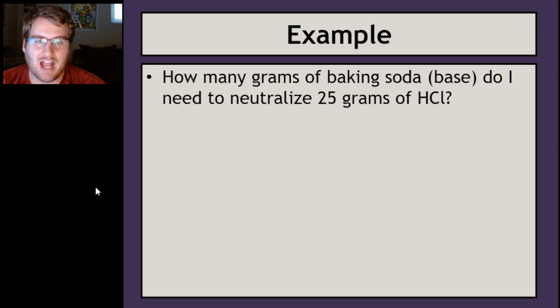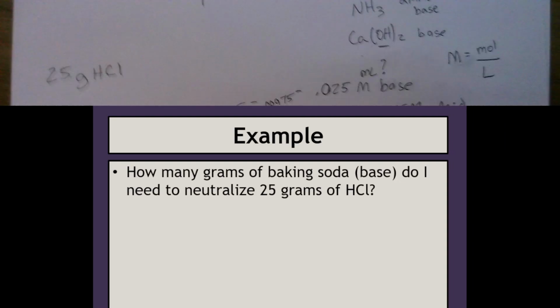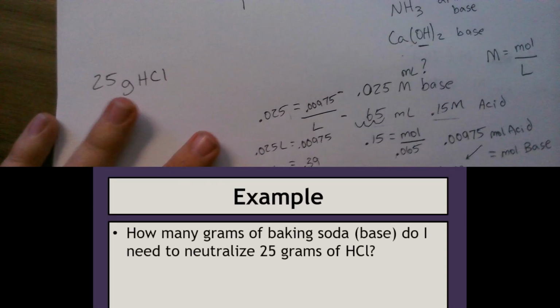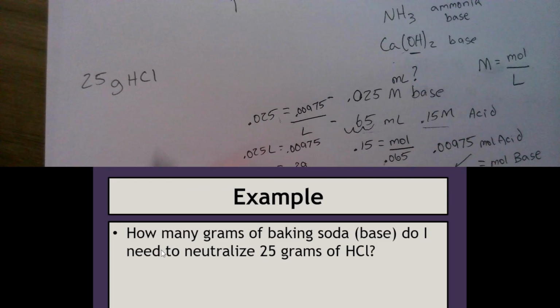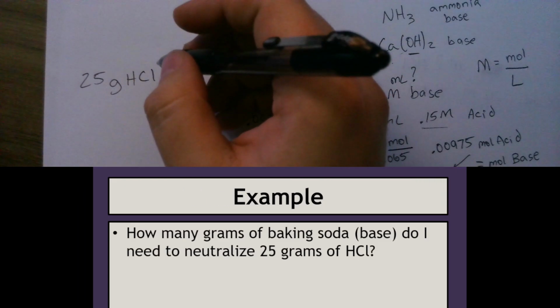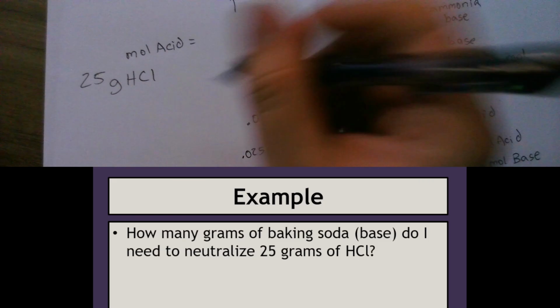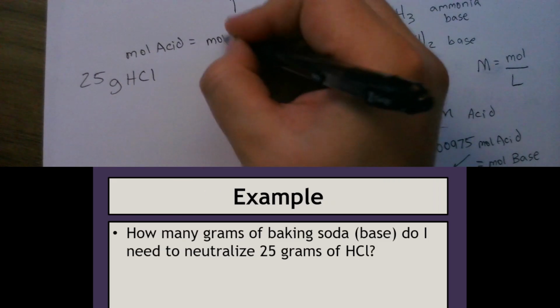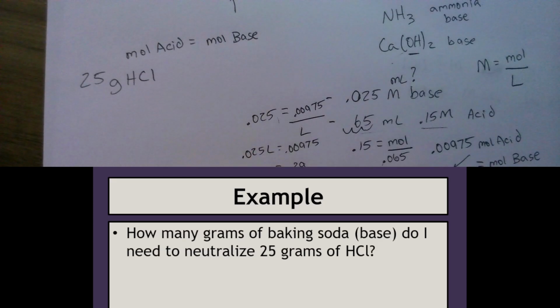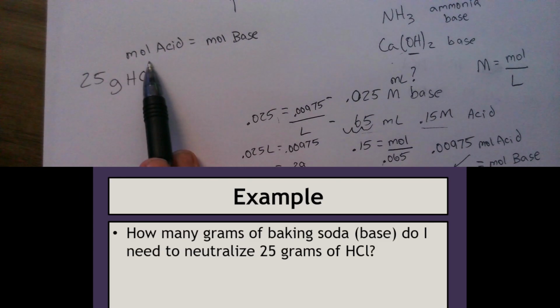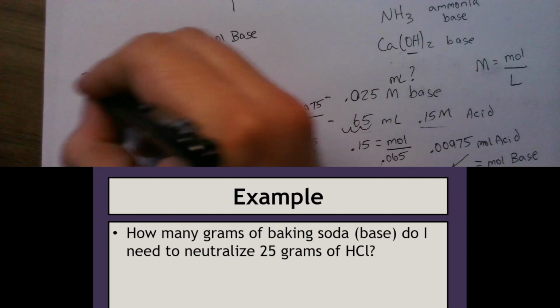Another way to ask: how many grams of baking soda, which is a base, do I need to neutralize 25 grams of hydrochloric acid? Okay, so 25 grams of hydrochloric acid, and I want to neutralize that. When you see neutralize, just always think, okay, the moles of acid I have must equal moles of base. Well, I have grams of acid. I can easily turn that into moles of acid. All I have to do is a gram to mole conversion.